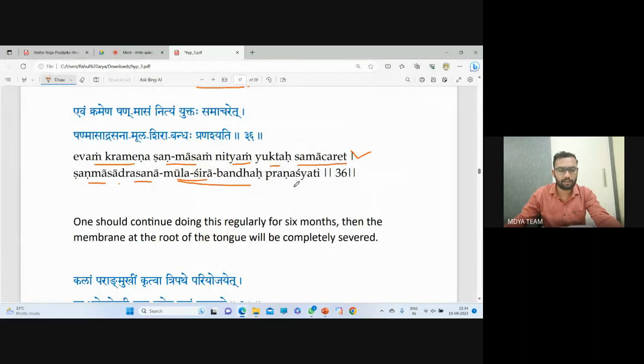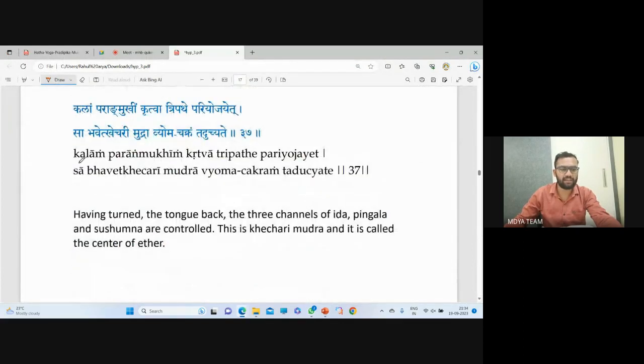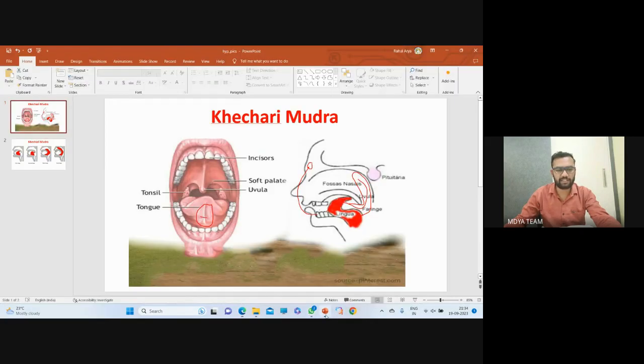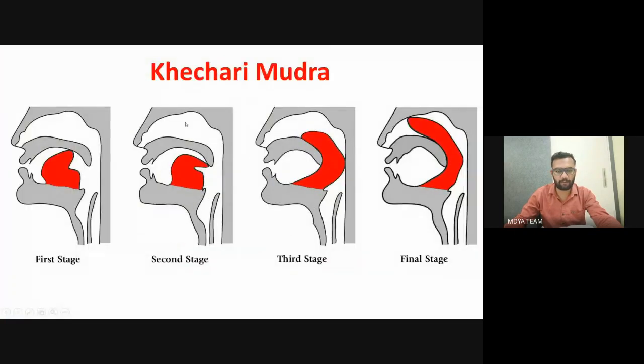Okay, Prasadhya, we have to do that. And after that, Kalam Pranga Mukhi Kritva Tripathe Priyojayet. In the next, first please check the diagram, then the next diagram, then you will be able to understand properly how the length is increasing.